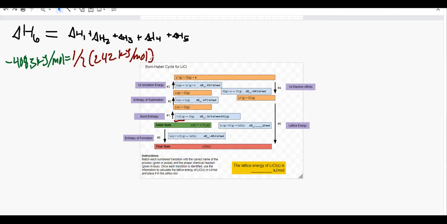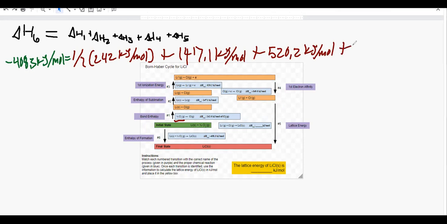Now, we don't have to do anything for step 2. That's ready for 1 mole. So that's 147.1 kilojoules. For step 3, we also don't have to do anything. Also for our 1 mole. Step 4, we're also looking at negative 349. And we're going to add to all of that the enthalpy change of step 5, which we don't know.